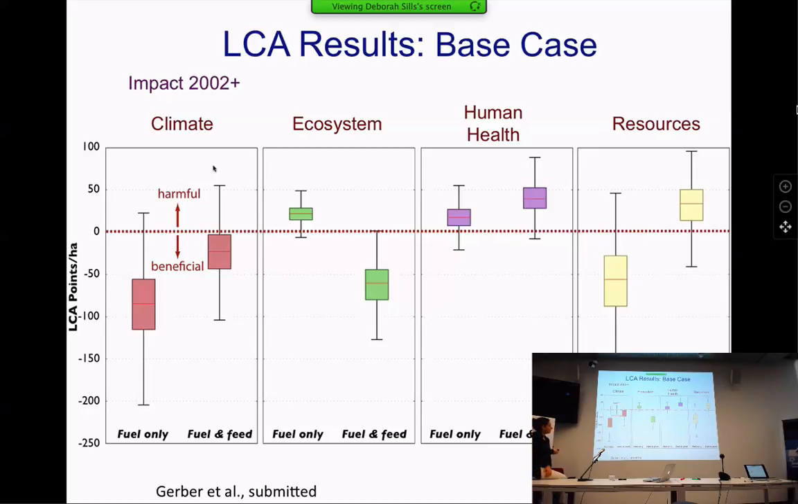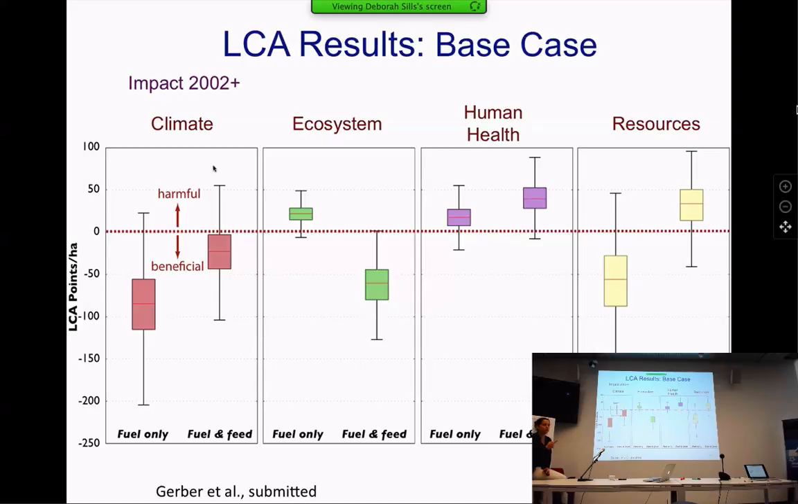So by substituting this bad grid electricity, we get better impacts for the fuel only. Now for the ecosystem quality, because we're substituting this agricultural product, we get more beneficial impacts for the ecosystem because we're replacing it. A lot of this is land use. Algae grows on a lot less land, and this is one of the exciting things about algae.